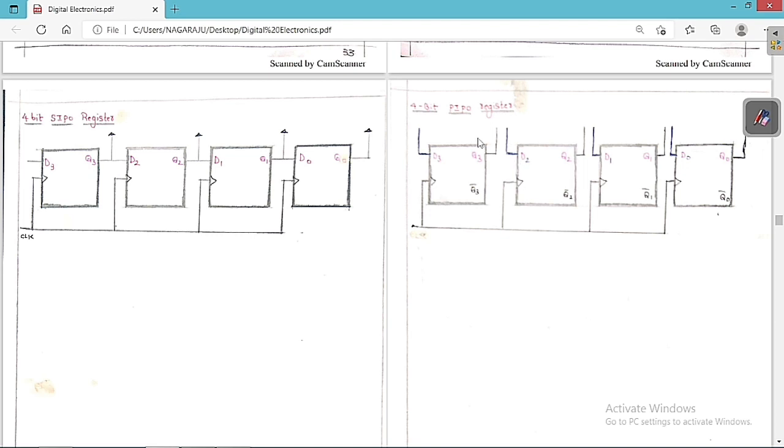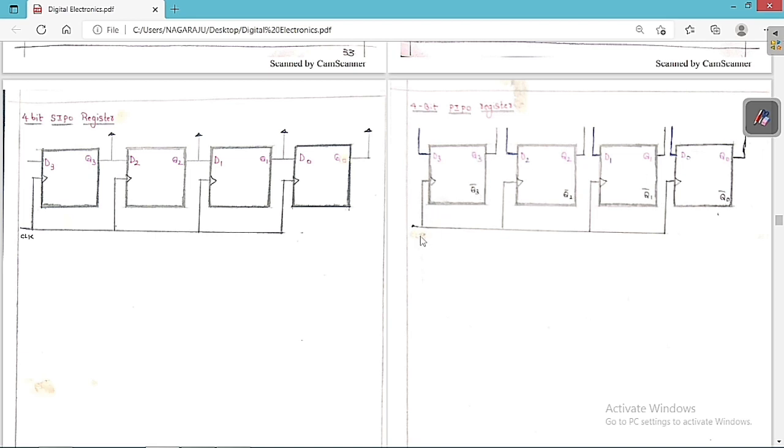So now another concept, which is the 4-bit parallel input and parallel output register. We are going to give the input in parallel and the output also we are taking in parallel. So it is called the parallel input and parallel output register. You can see clearly there are 4 flip-flops, each representing 1 bit. This is D0 Q0, D1 Q1, D2 Q2 and D3 Q3. This is Q0 bar, Q1 bar, Q2 bar and Q3 bar.